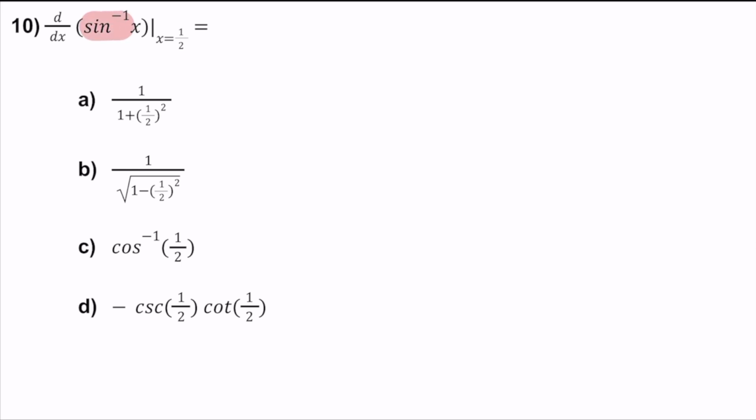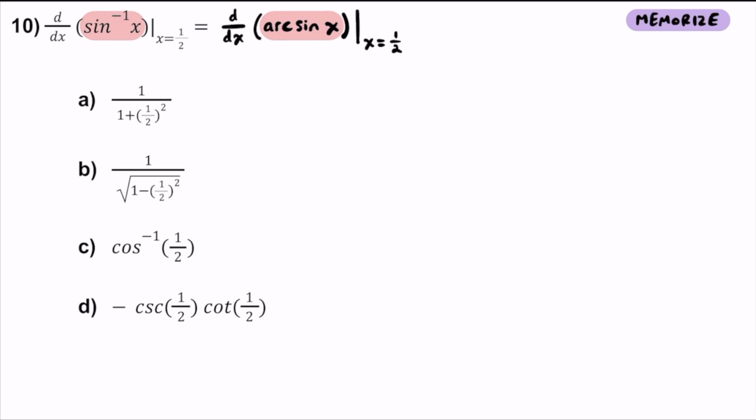Now keep in mind that when you see this sine to the -1 of x, this is just another way of saying arc sine of x, or the inverse sine of x. So if you prefer it, you can write it like this. If you've managed to memorize the derivatives of inverse trig functions, you can actually solve this pretty quickly.